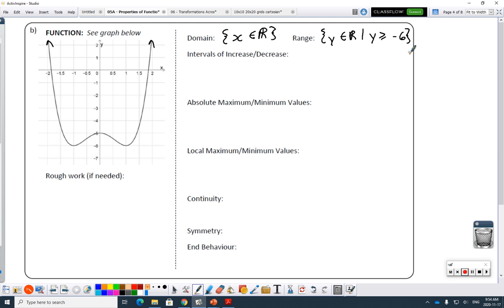Intervals of increase and decrease. Me personally, the way I handle it is I just highlight all the decreasing. So there's decreasing, and I don't have to highlight the increasing because where it's not decreasing, it's increasing. Could it do neither and go straight across like this? Yeah, I guess it could, but you won't really see that very often. It'll either be decreasing or increasing. So it decreases. Oh, I'll do increase first.